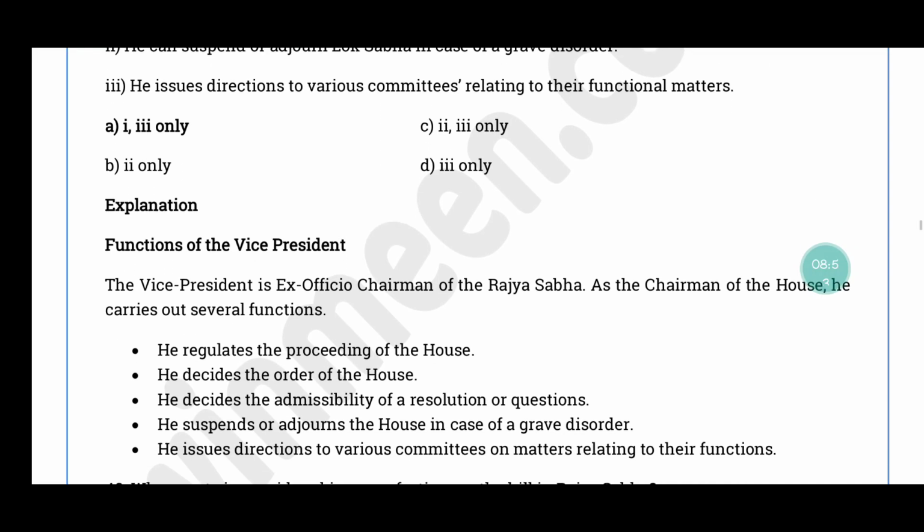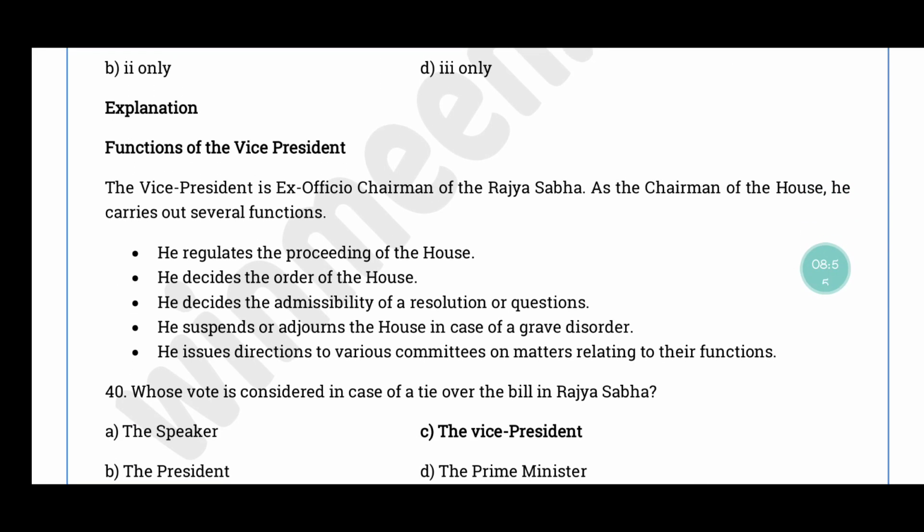Vice President is the ex officio chairman of Rajya Sabha ன்னு சொல்லலாம். ஒரு chairman of the house Rajya Sabha அப்படின்னு டிக்ளேர் பண்ணதுனால he carries out the below functions. அதாவது he regulates the proceeding of the house, he decides the order of the house, he decides the admissibility of a resolution or question, he suspends or adjourns the house in case of grave disorder, and he issues directions to various committees or matters relating to their functions.